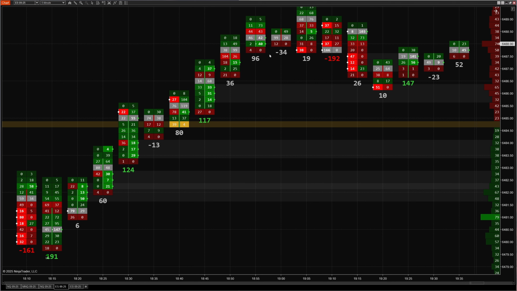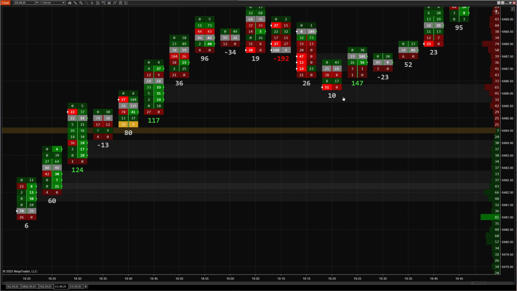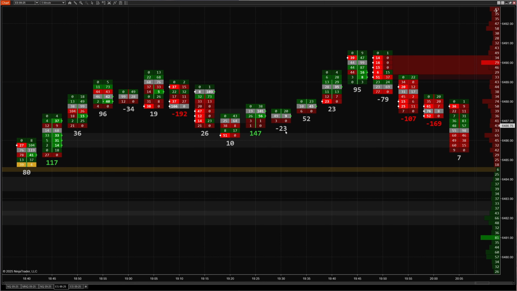Were there any sell signals as the market was going up where we could take a couple points off this? We need to see 2 candles of declining delta. We have -34 is less than 96. 19 though is greater than -34. Then we get a 192. Then we get a +26. Then we get a 10. Then a +147. Then a -23, +52, 23, 95.